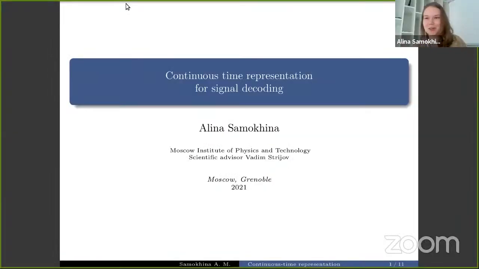Okay, so you can hear me, you can see the presentation, everything okay, right? Yes, please. Continuous time representation for signal decoding. Excellent. Yes, hello. So my name is Alina Samokhina, and I'm a MIPT student, and I'm going to talk today about continuous time representation for signal decoding.